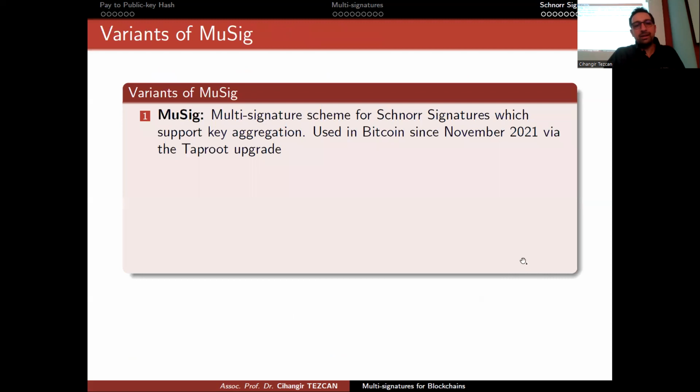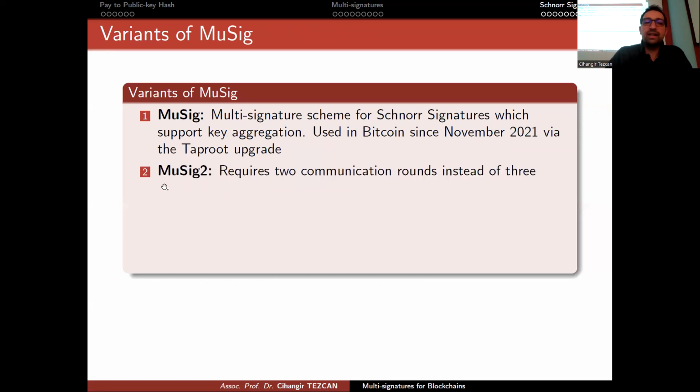So let me finalize this by talking about variants of MuSig. MuSig actually comes in three flavors. The first one is the MuSig that I talked about so far: a multi-signature scheme for Schnorr signatures which supports key aggregation. This is used in Bitcoin since November 2021 via the Taproot upgrade. But the designers also produced another version of this called MuSig 2.